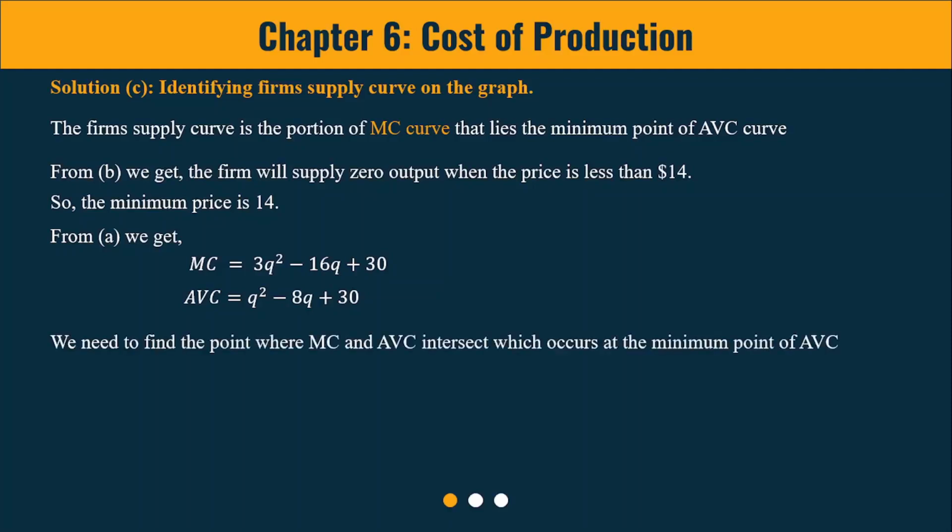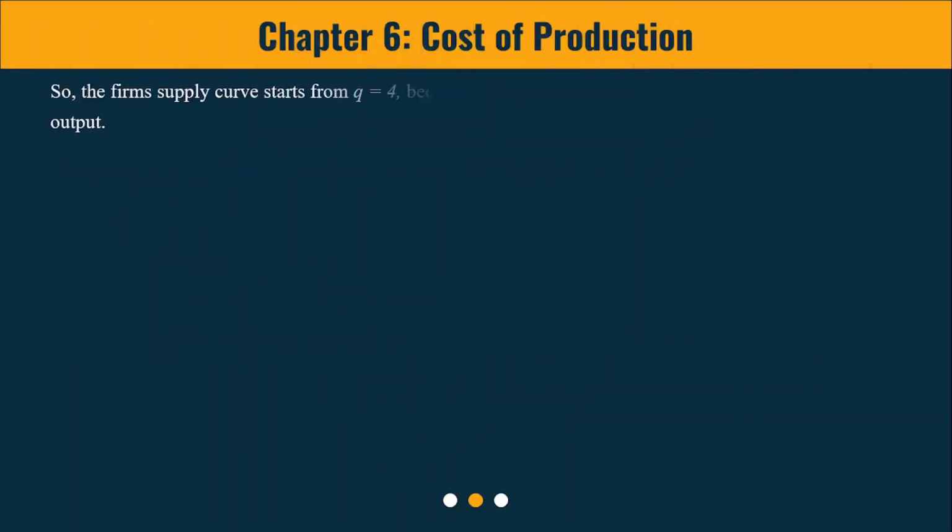We need to find the point where marginal cost and average variable cost intersect, which occurs at the minimum point of average variable cost. So again we will differentiate average variable cost and we will find Q is equal to 4. So the firm supply curve starts from Q equal to 4 because below this point the firm would not produce any output.